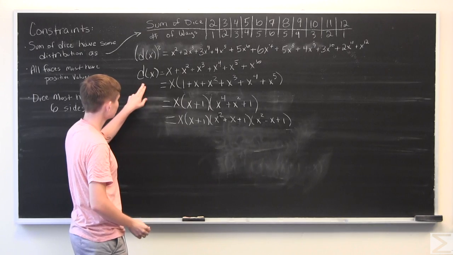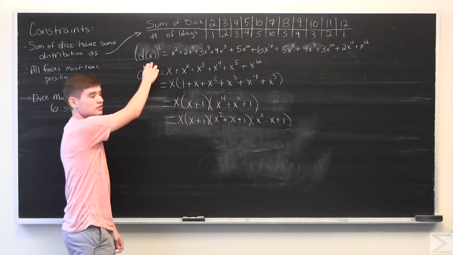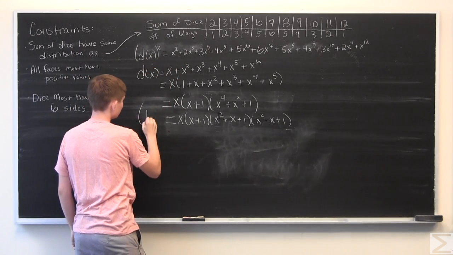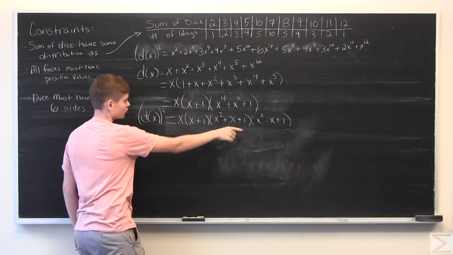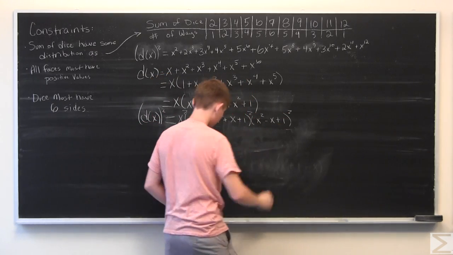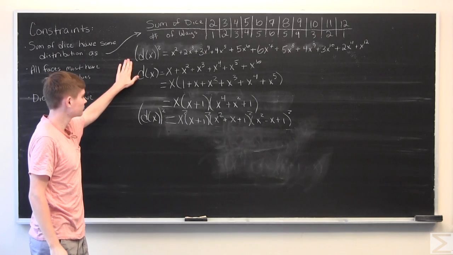All right, so this is d of x, and what we can do to get d(x) squared, which is what we really have to factor, is just square all the factors. So, all right, we've factored d(x) squared.